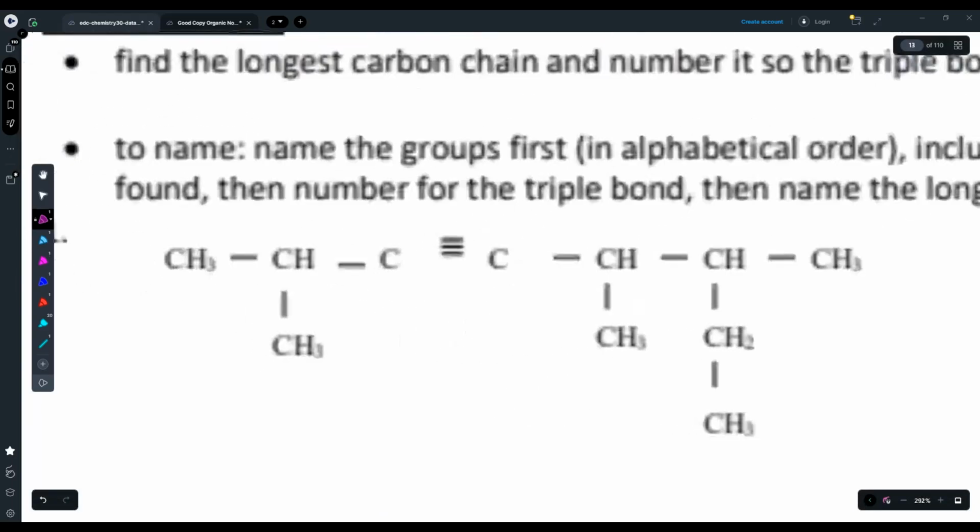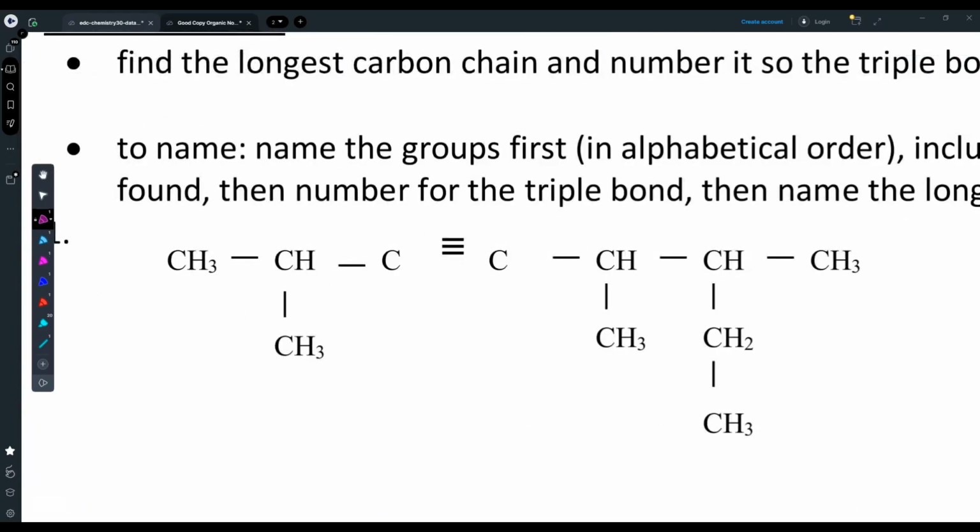So let's look at this example here. All right, so parent chain. Very tempting to go, that is my parent chain. However, how many carbons do we have? 1, 2, 3, 4, 5, 6, 7. Okay, but what if we went like this? That would have 1, 2, 3, 4, 5, 6, 7, 8 carbons in it. So that is the longest continuous chain.